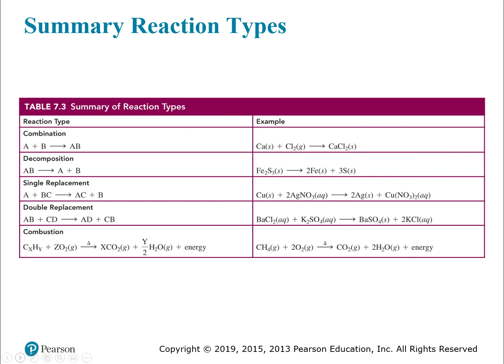This table summarizes all the different reaction types that we just covered. It wouldn't be a bad thing to put in your notebook. It gives you kind of the generic combination, decomposition kind of thing with A, B, and C. And then it also gives you real life examples of different chemical reactions.